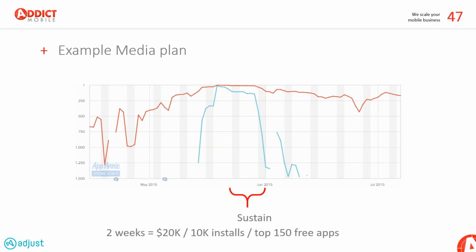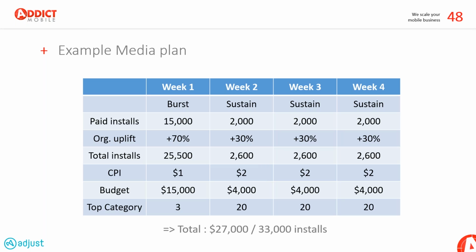So this is an example of matrix that sums up everything. It's a kind of media plan. So the first week we spent about $15K to buy about 15K installs. We generated an organic uplift of about plus 70%, whereas after the first week, the organic uplift is lower because we have purchased less installs.